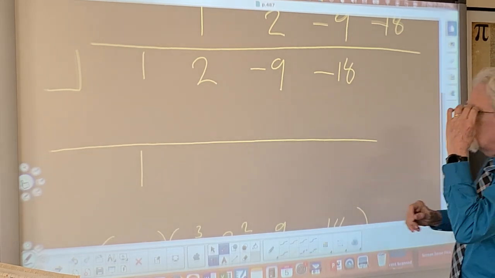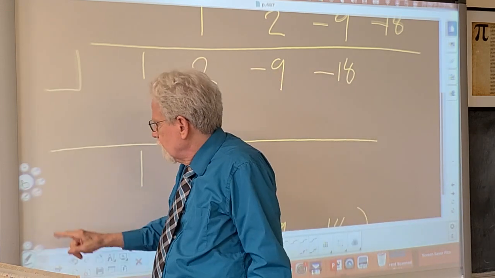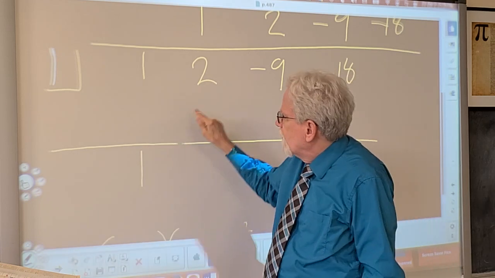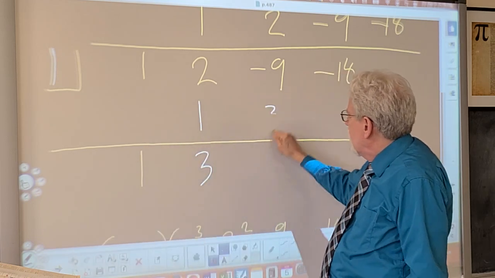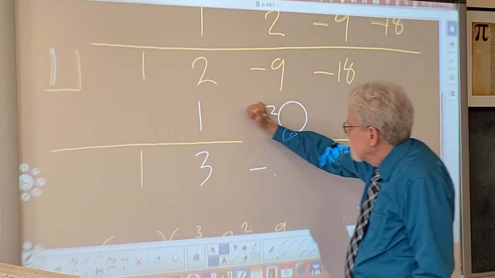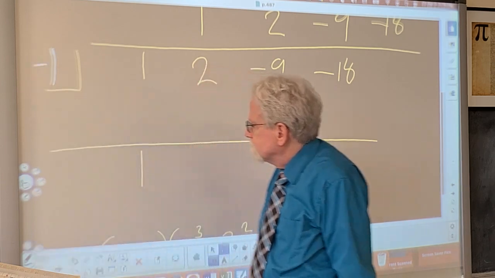All right, so let's try 1 again. You never know. Hey, let's switch to white so it always stands out here what we're doing. Okay, there, 1. All right, we multiply. 1 times 1 is 1. Add, we get 3. Multiply, we get 3. Add, we get -6. Multiply, we get negative. Nope, no way. Don't bother finishing. You're wasting your time. Try -1.